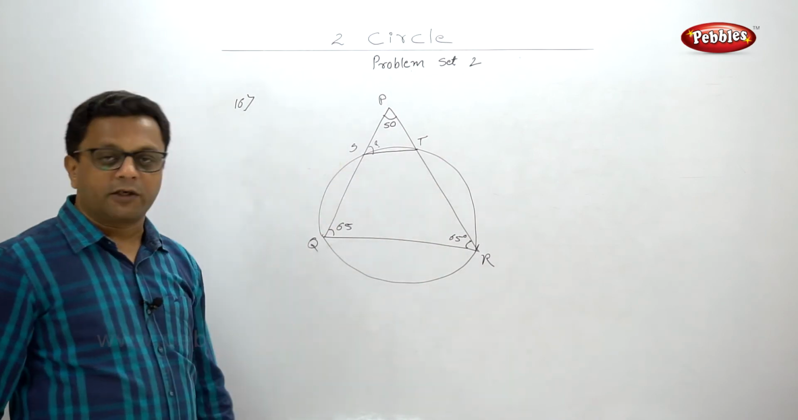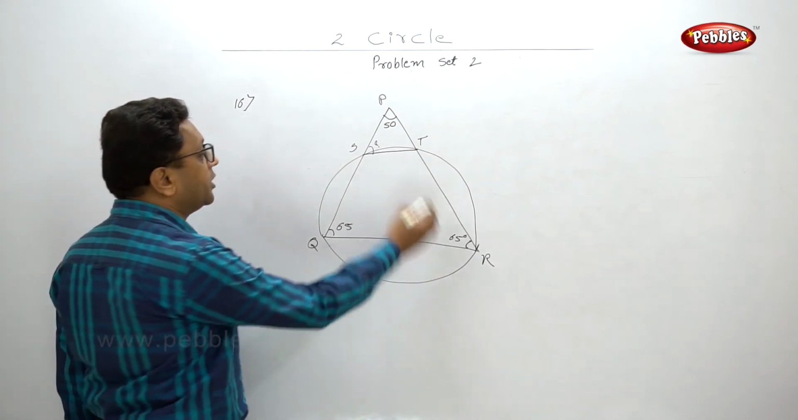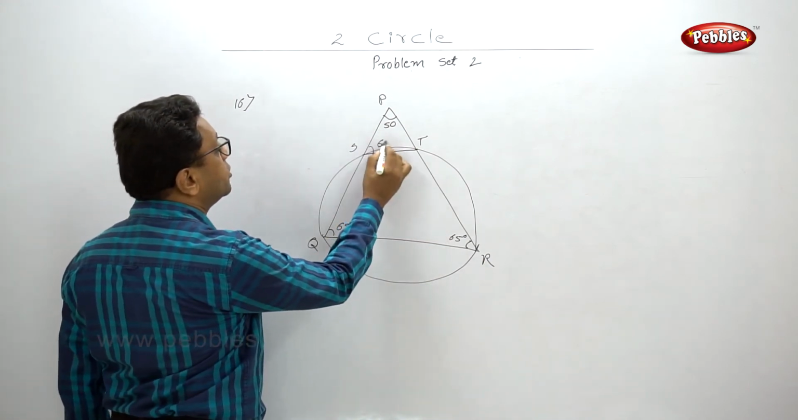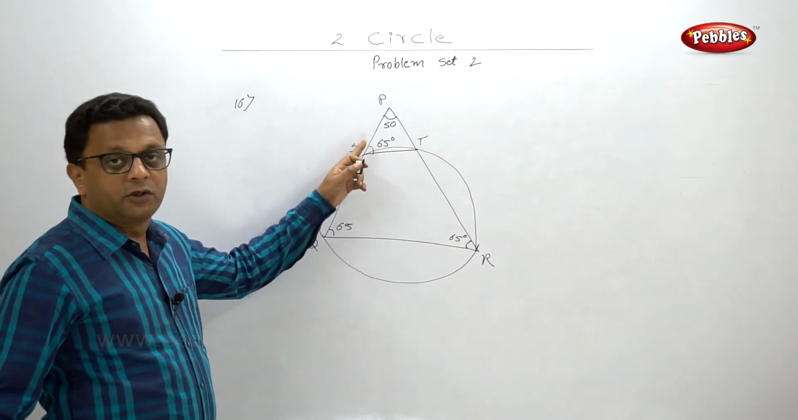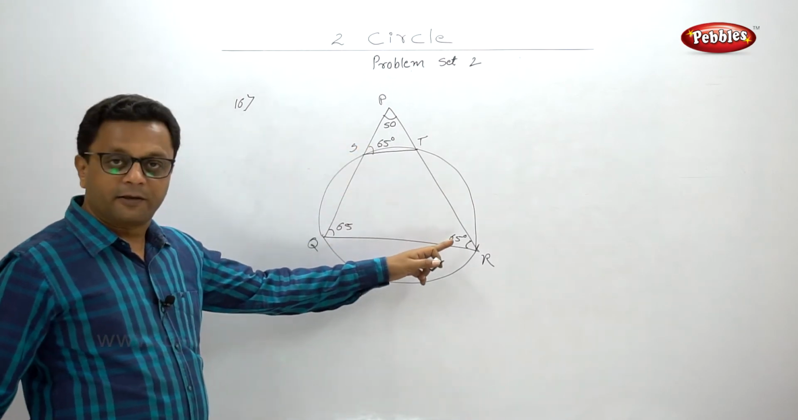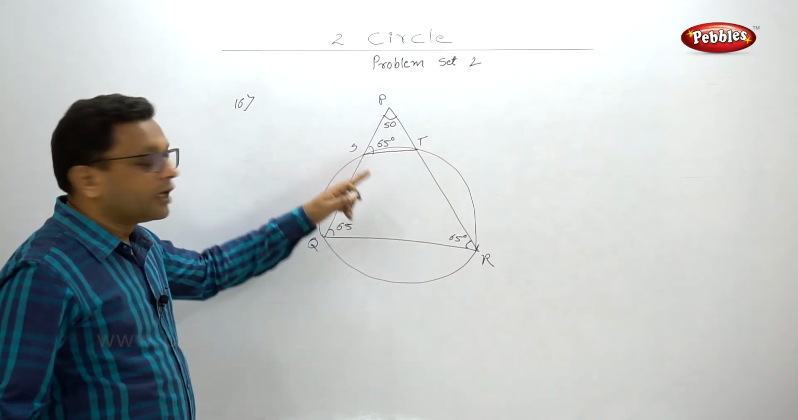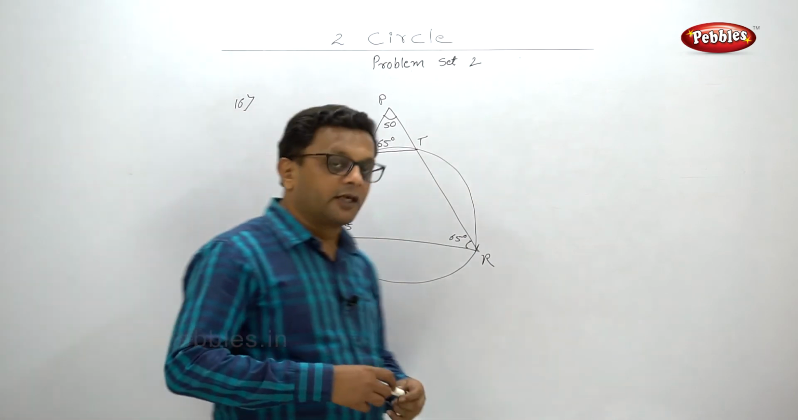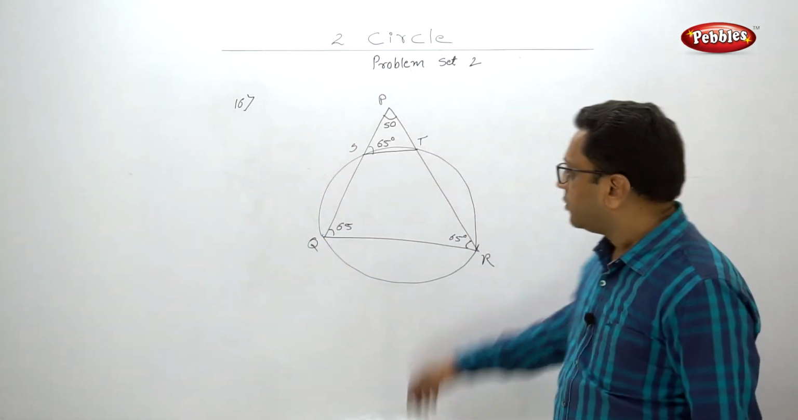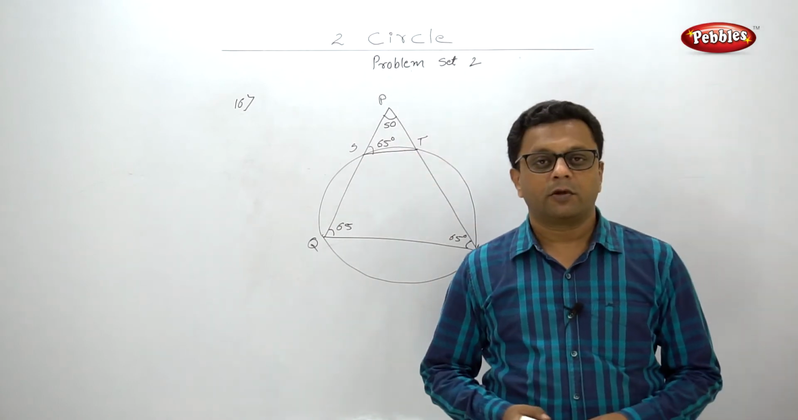PQRTS is a cyclic quadrilateral. So by the external angle theorem of the cyclic quadrilateral, this angle is also 65 degrees. That means this exterior angle is equal to the remote interior angle. This is the property of cyclic quadrilateral, a theorem we have already seen. So by this external angle theorem of cyclic quadrilateral, we have angle PST is 65 degrees. It is proved. Very simple.